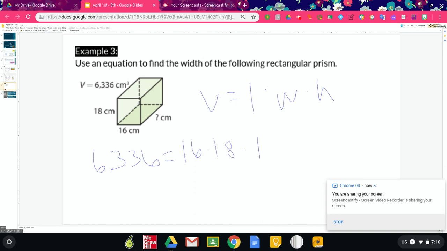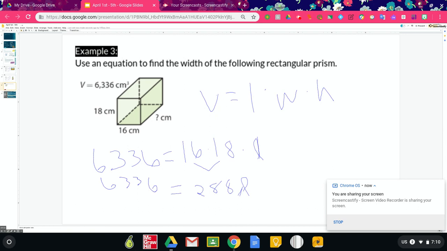So it's L. I'm going to make that look like a cursive L because it just kind of looks like a 1. So first step is to simplify these two. And 16 times 18 is 288, times L. Beautiful. Still have 6,336 over here.